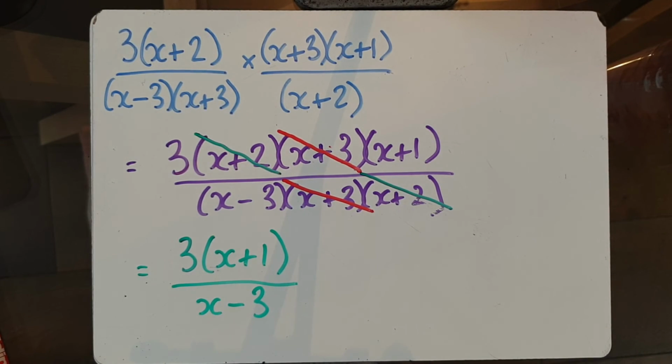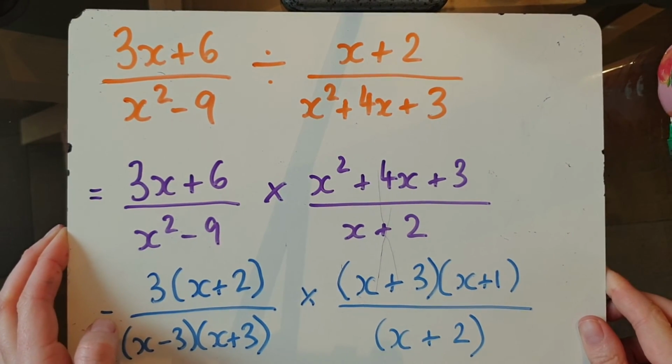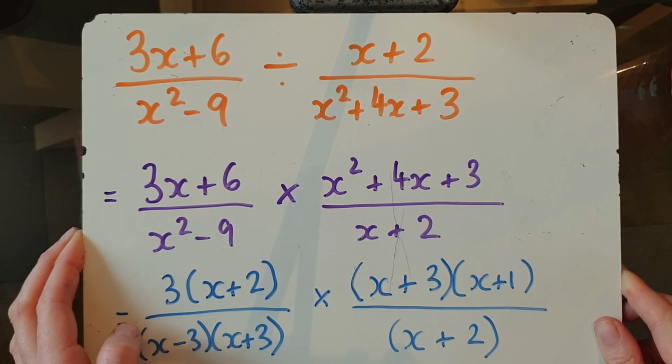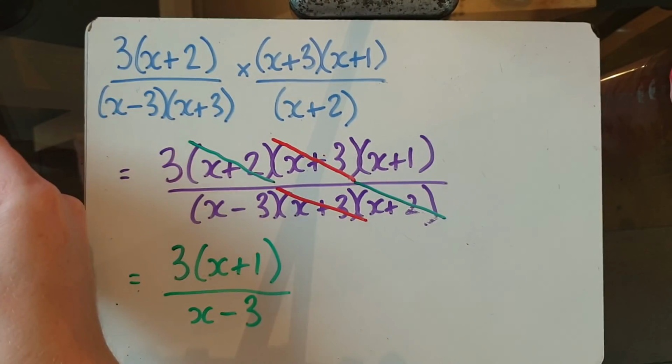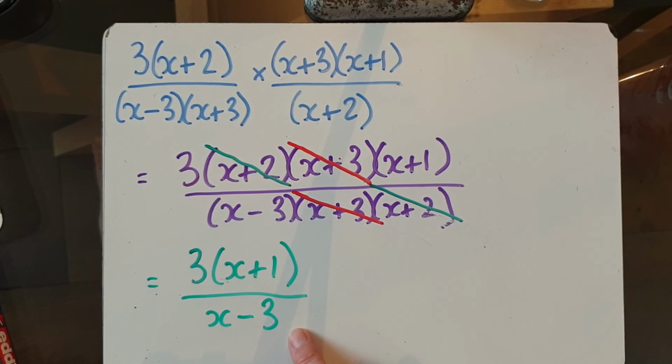And that is it. We have taken this fraction at the top in orange. We've performed the division, and we end up with our simplified answer of 3 into (x plus 1) over (x minus 3).